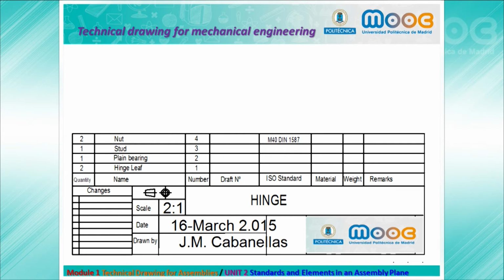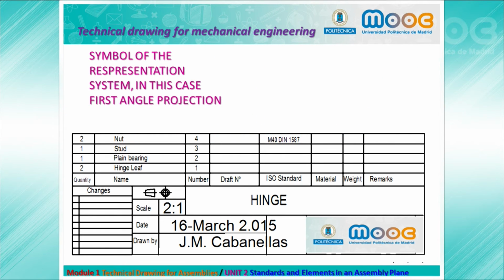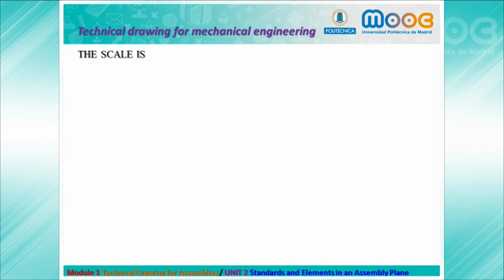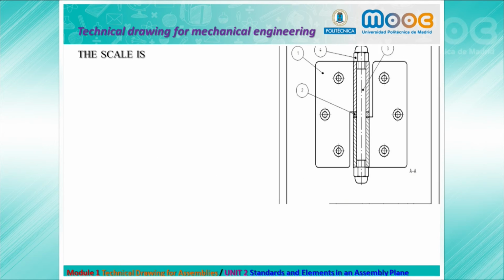Once again, we see our title block. We need also the symbol for the operation system, in this case, first angle projection or European system, and the scale of our drawing. Sometimes we can use also the American or third angle projection system. We will talk about the scale.